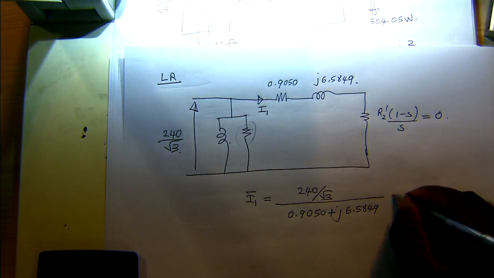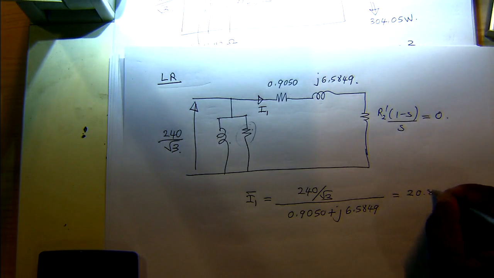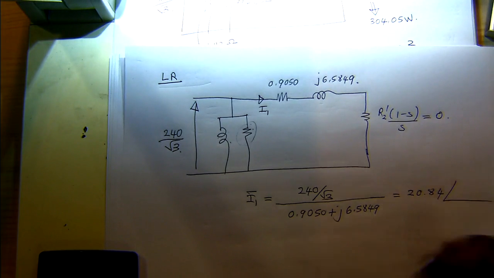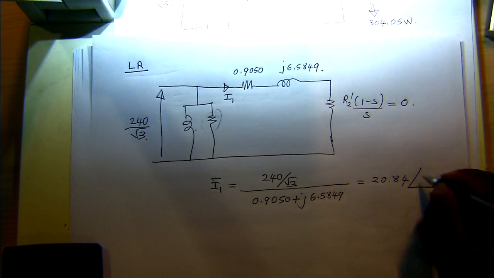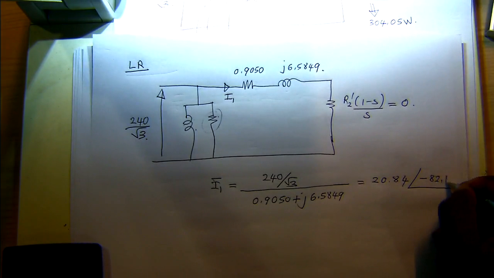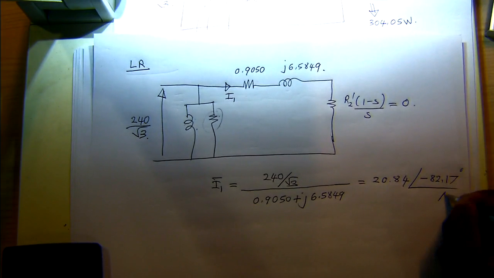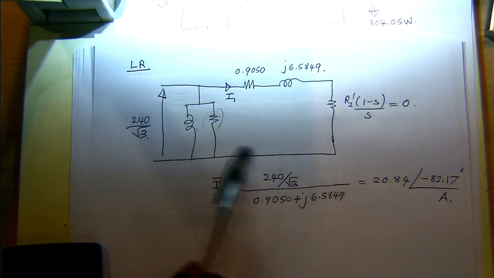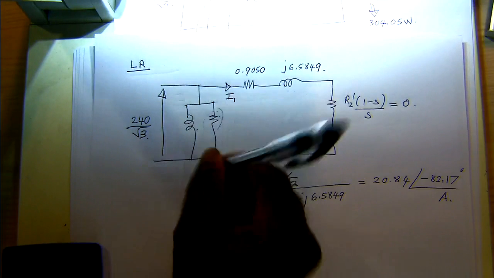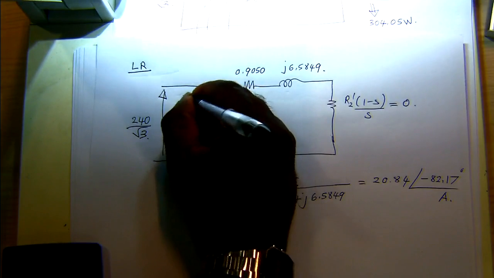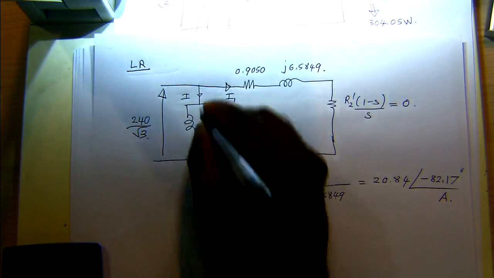So we have 20.84 angle minus 82.17 amperes. That's in this main branch. You can also find the current in this magnetizing branch as well if you want. Say I naught.